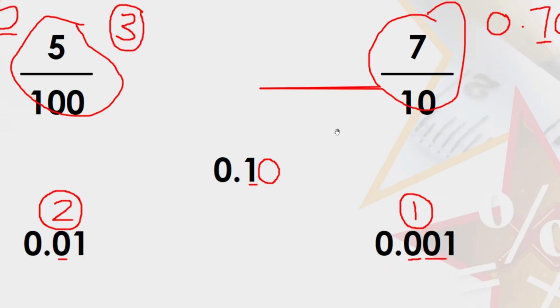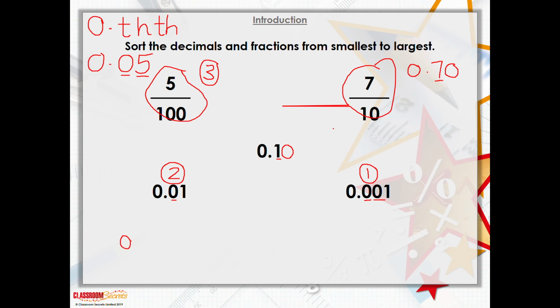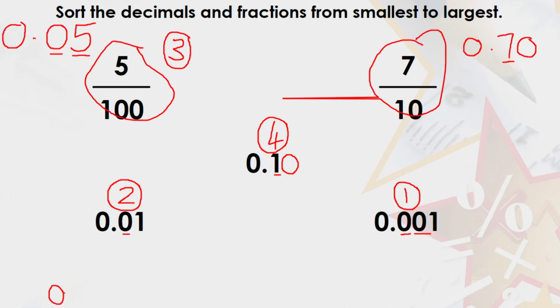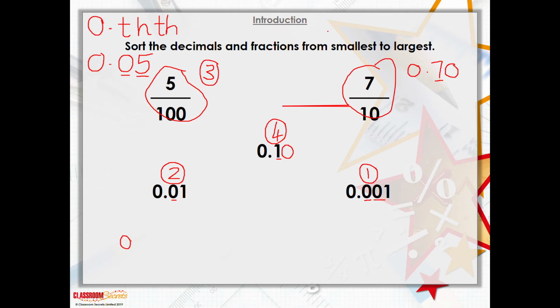Moving on, I've got these two left. 0.7 and 0.1. So which one is the smallest, which one is the largest? We'll have a look in that tenths column, which has the smaller digit, 0.1. So that becomes our next smallest, or the second from largest. And finally, 7/10 is our largest fraction there, because as a decimal it's 0.7.